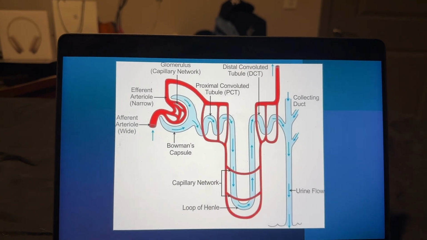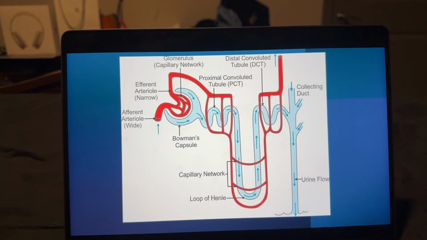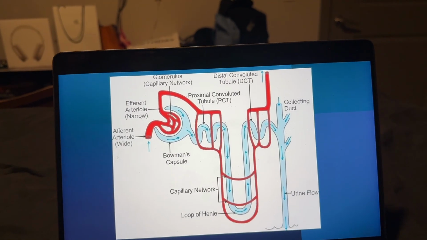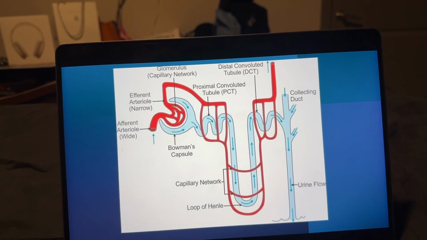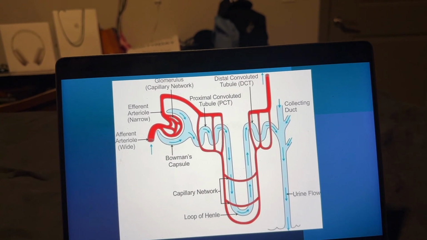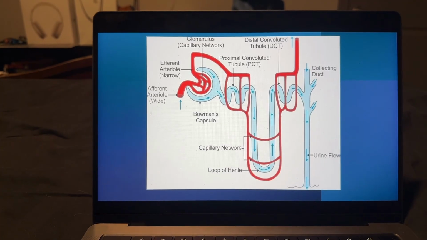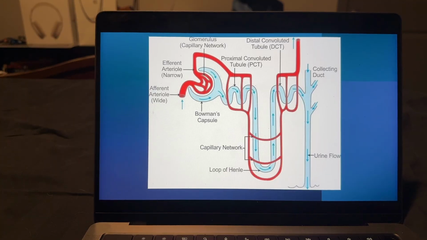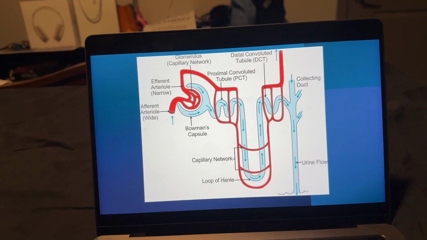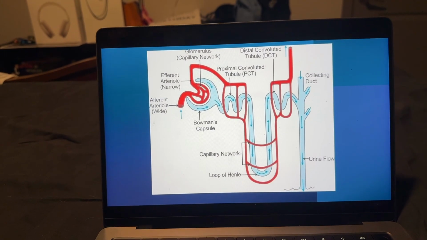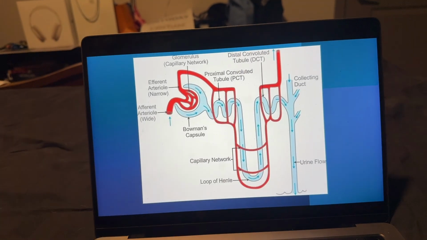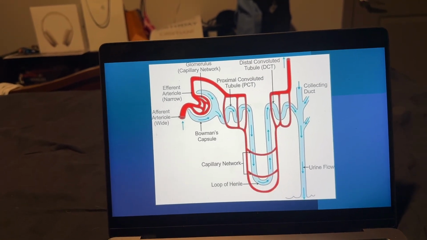The ADH hormone is released from the posterior pituitary. This acts mainly on the collecting duct. More water is absorbed. It's less urine, but it's more concentrated. The ATP pumps ions out and creates a concentration gradient, and then your bladder fills, and then you urinate.